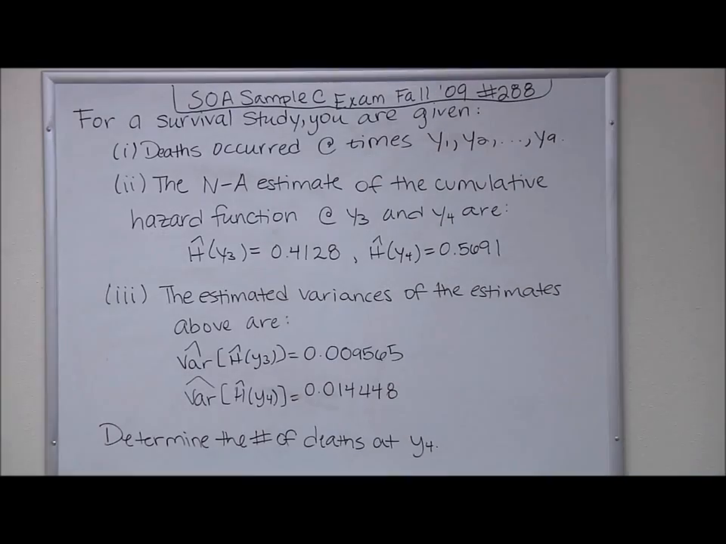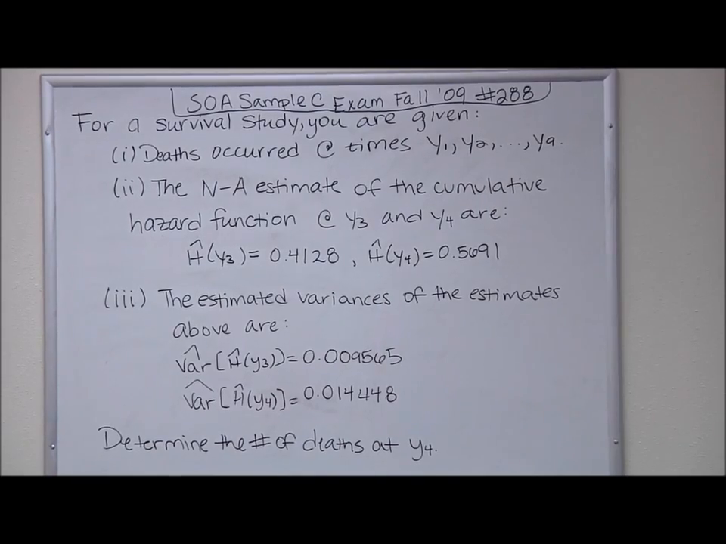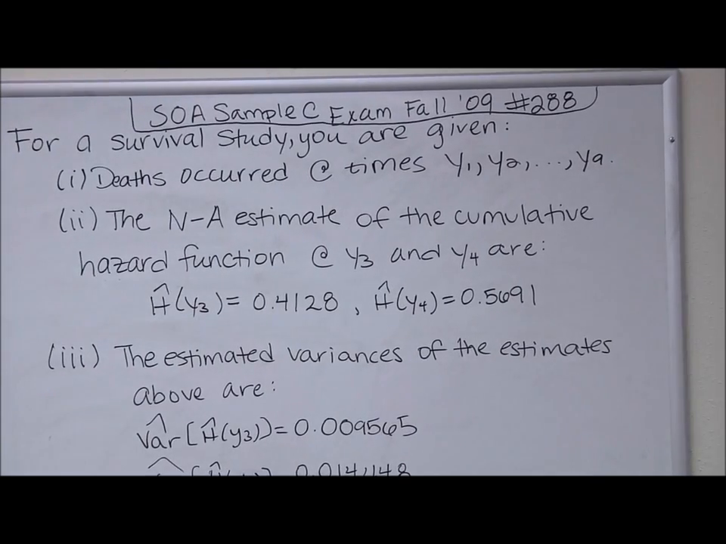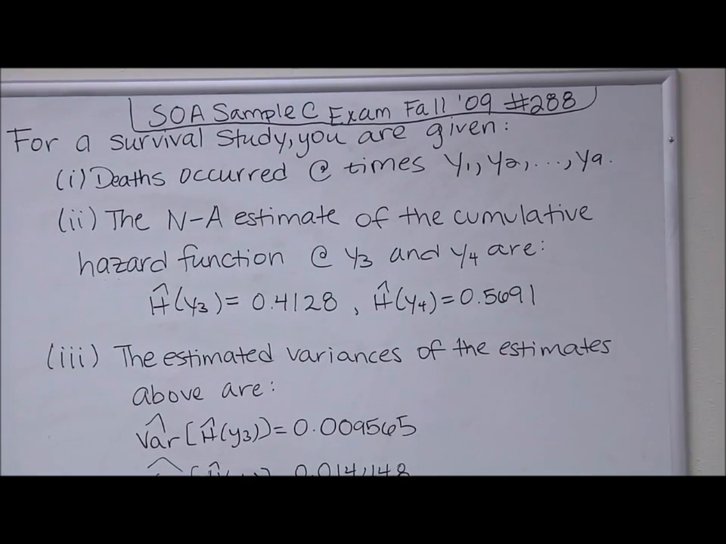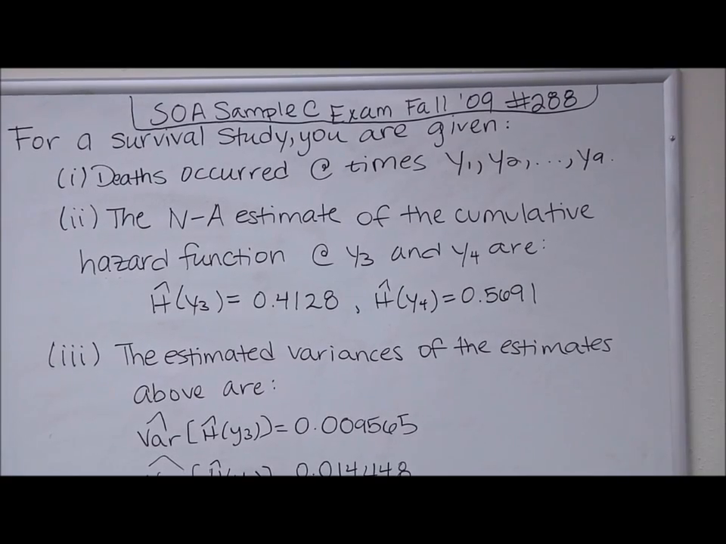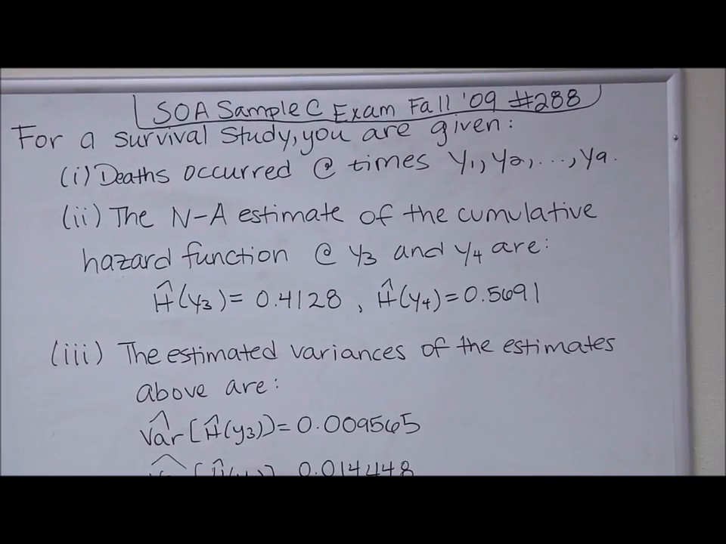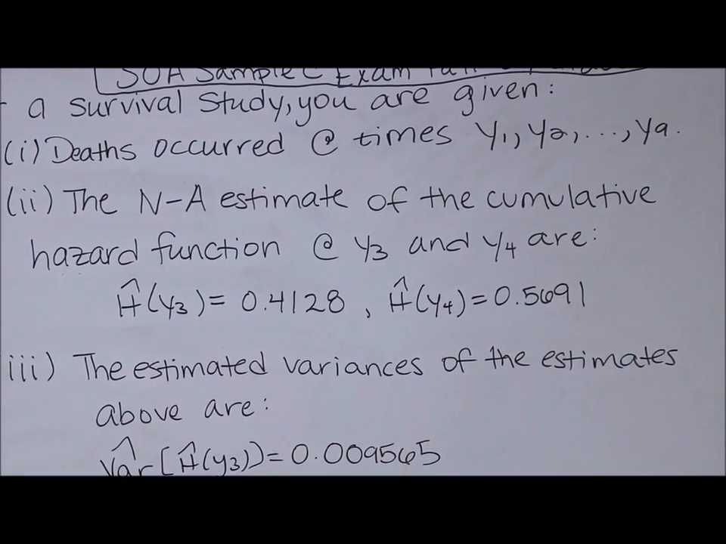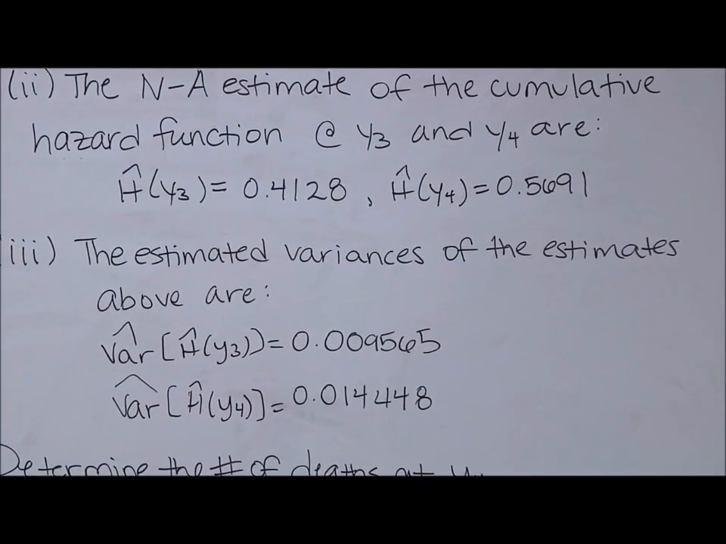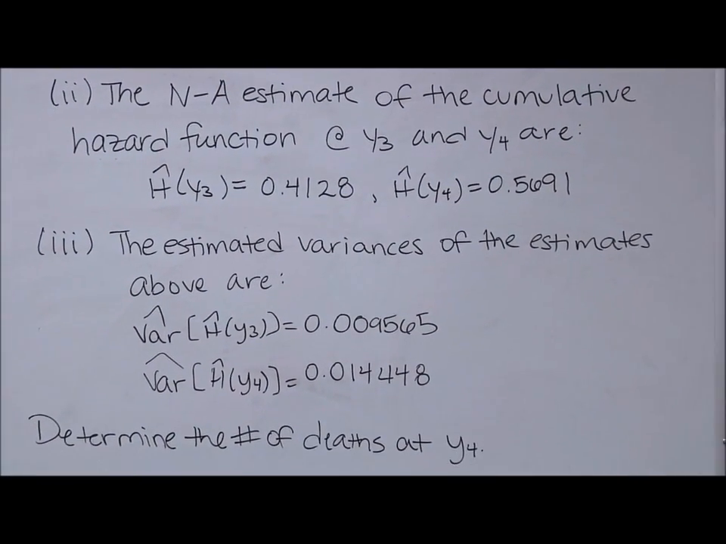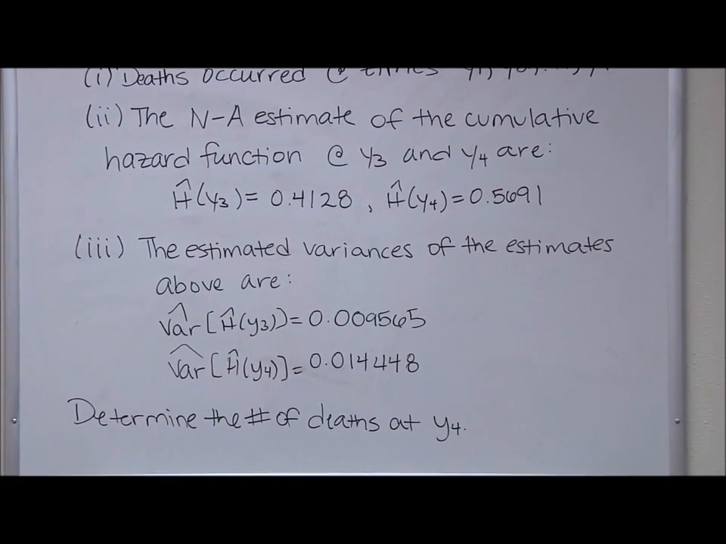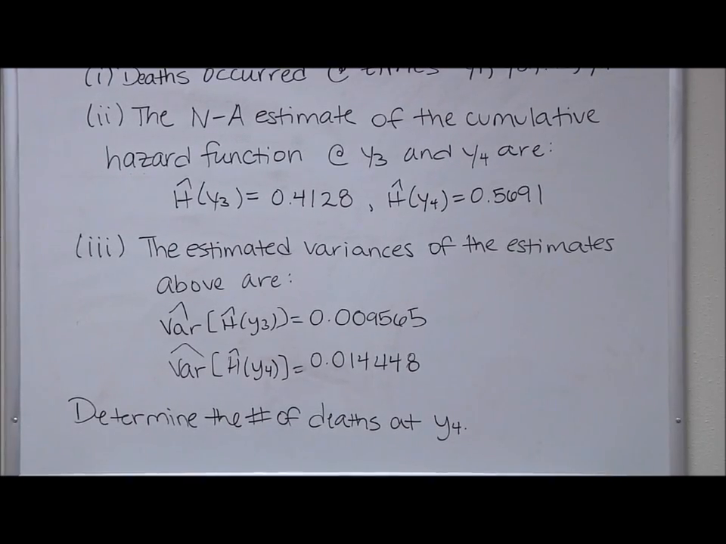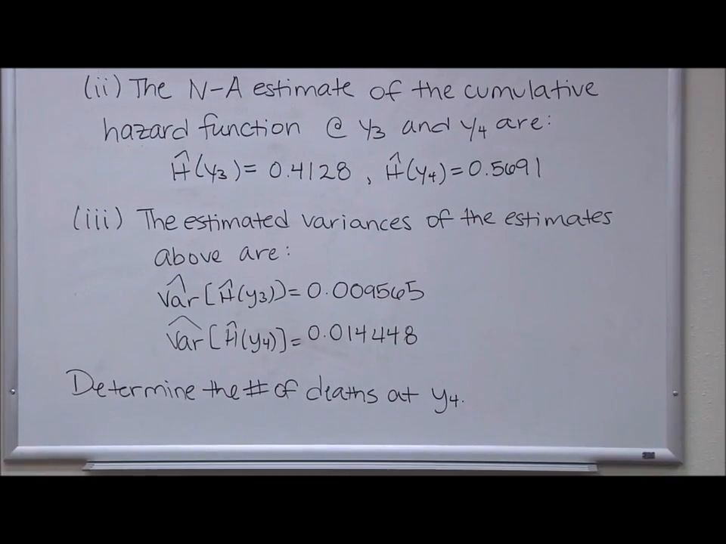Okay, this is SOA Sample C exam problem number 288 from the fall 2009 exam. For a survival study, you are given: 1. Deaths occurred at times y1, y2, and so on until y9. 2. The Nelson-Aalen estimates of the cumulative hazard function at y3 and y4 are 0.4128 and 0.5691, respectively. 3. The estimated variances of the estimates above are, the variance at y3 is 0.009565 and the variance at y4 is 0.014448. The problem is to determine the number of deaths at y4.